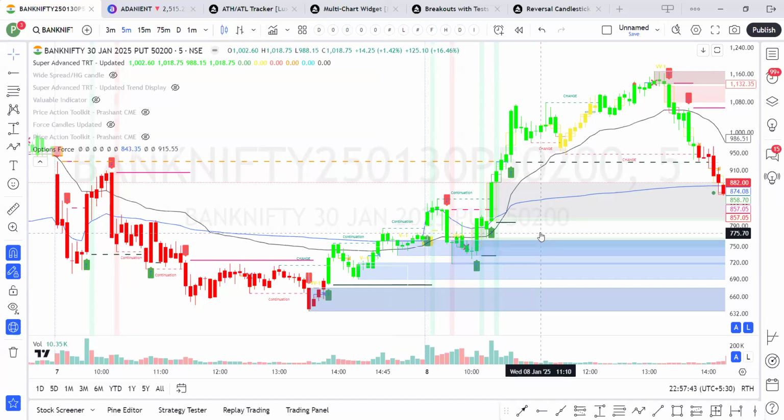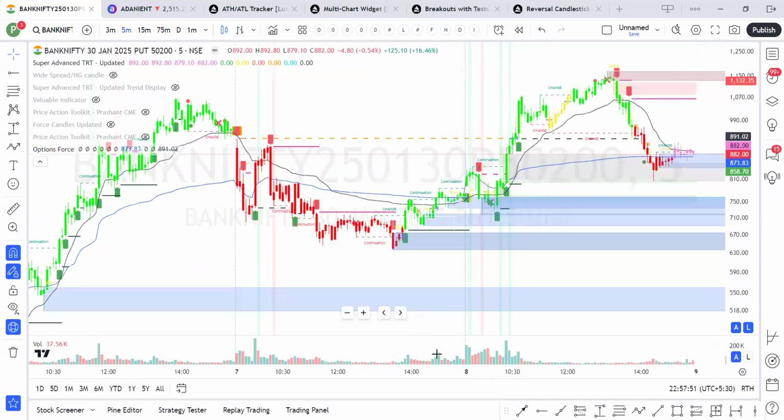Sir, in the higher time frame buying area, there is a possibility of reversal. Yes, or it may break the buying area. So when will it break the buying area? When we see the price falling with strong candles, then only. At that time we will not enter in the lower time frames also. Okay, got it.